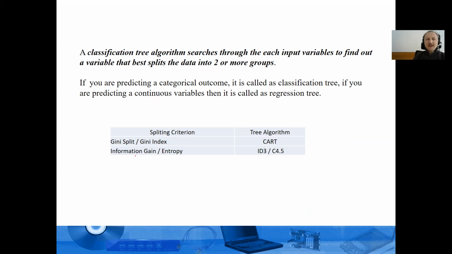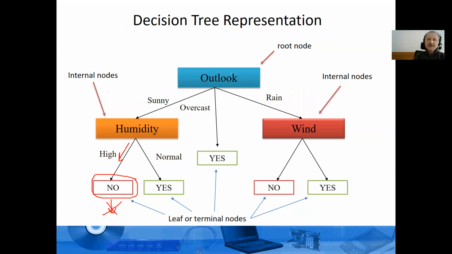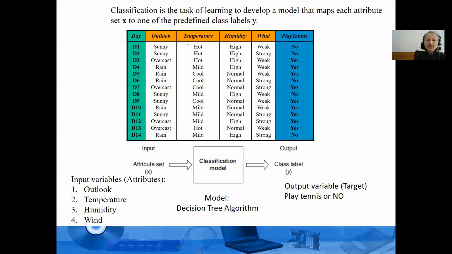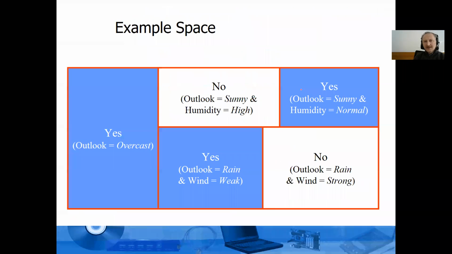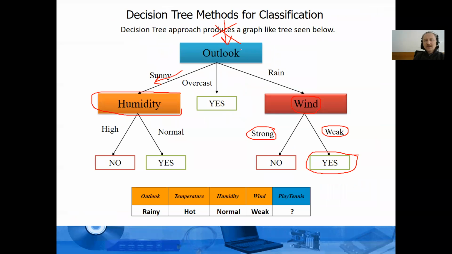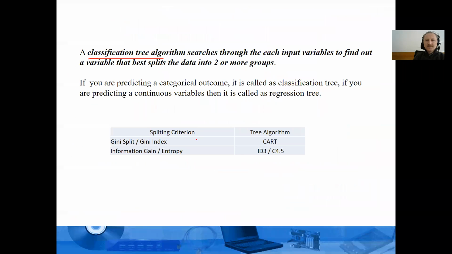So what is the aim of the classification algorithm? The aim of the classification algorithm is to search for the best splitting node. For example, this decision tree algorithm searches among these: outlook, temperature, humidity, and wind, and decided that outlook is the best splitting place. And that's why outlook appeared at the top. Yes, all decision trees aim for this.